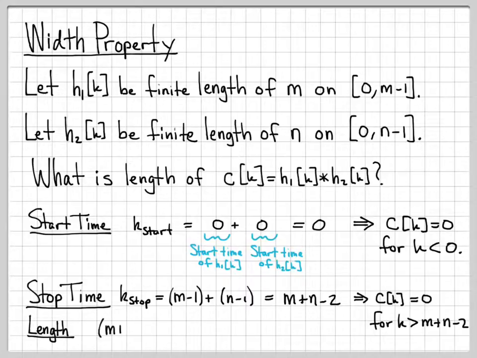So what is the length? The length is always the endpoint minus the start point plus 1. Let's do that computation. The stop point is at time m plus n minus 2, minus the starting point, which is 0, plus 1. That gives us m plus n minus 1. So that right there is the width property. We just showed that c of k has a length of m plus n minus 1, like we wanted to.